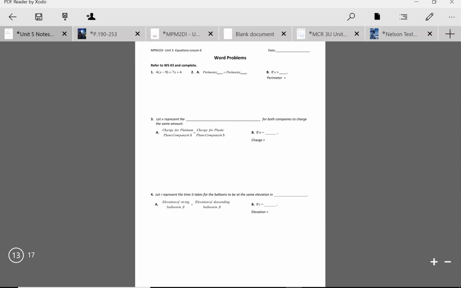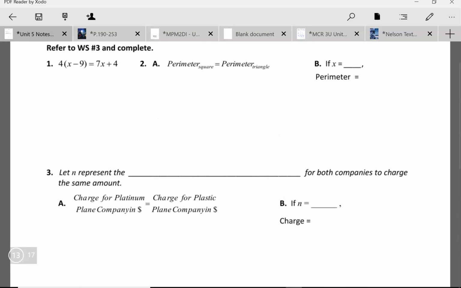Hello, everybody, and welcome back to lesson 6 from our unit 5. This is the last lesson. We're going to be talking about some word problems.